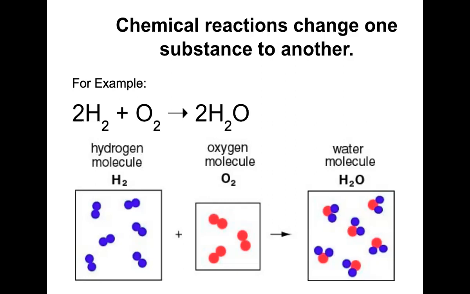All right, so today we're going to talk about enzymes in specific. So chemical reactions change one substance to another. So up here, for example, we have 2H2 plus O2, which yields 2H2O. What's H2O? Water. Okay? So you've got hydrogen combining with oxygen, and now they are making a water molecule.